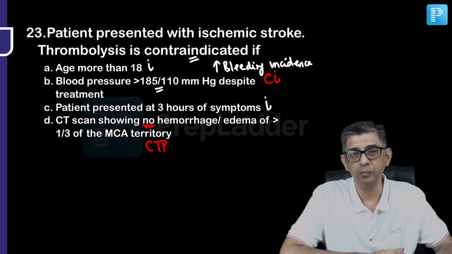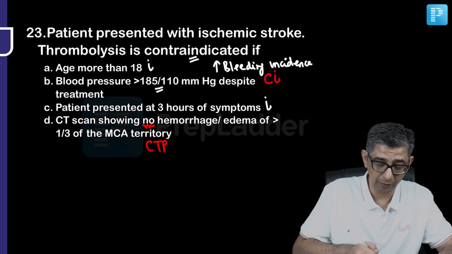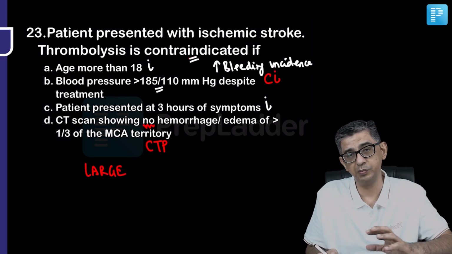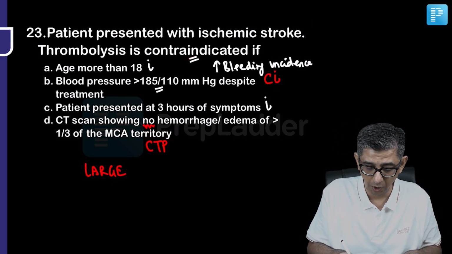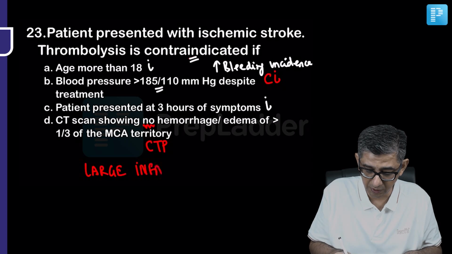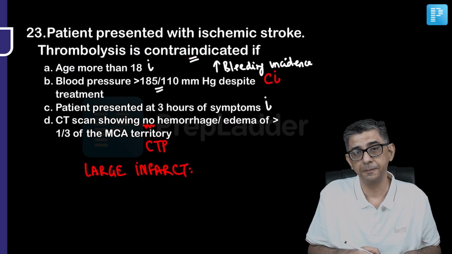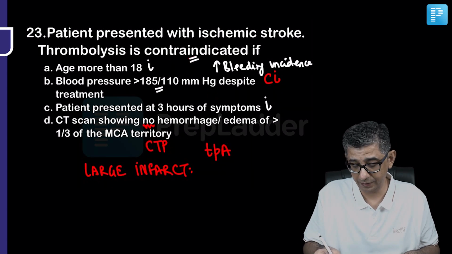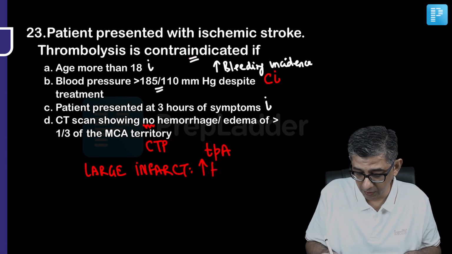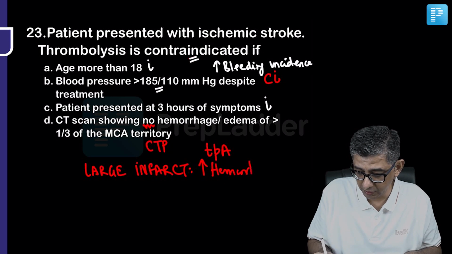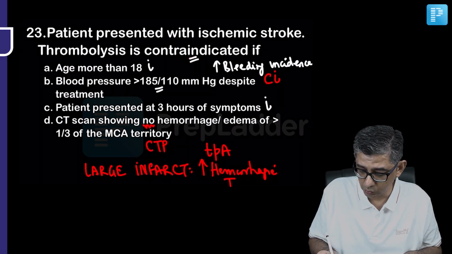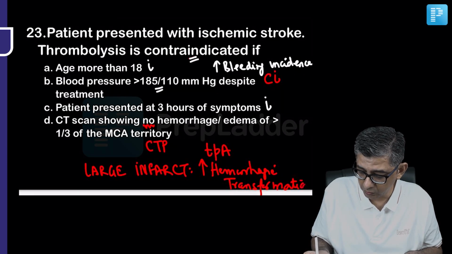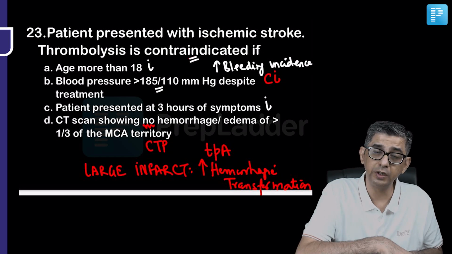Guys, what I want you to remember is that whenever there is a large infarct present, if it's a multi-lobar infarct, spanning across multiple lobes of the brain, and if you do thrombolysis in a person with a large infarct, there is an increased incidence of hemorrhagic transformation. There is increased chance of bleeding within it. So the first thing that I want you to remember is that whenever you are doing thrombolysis, you can do thrombolysis if the CT scan is normal.